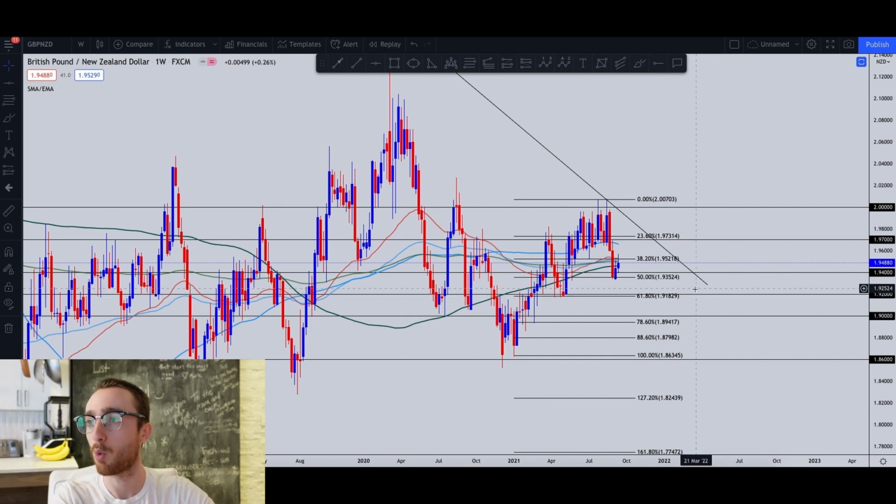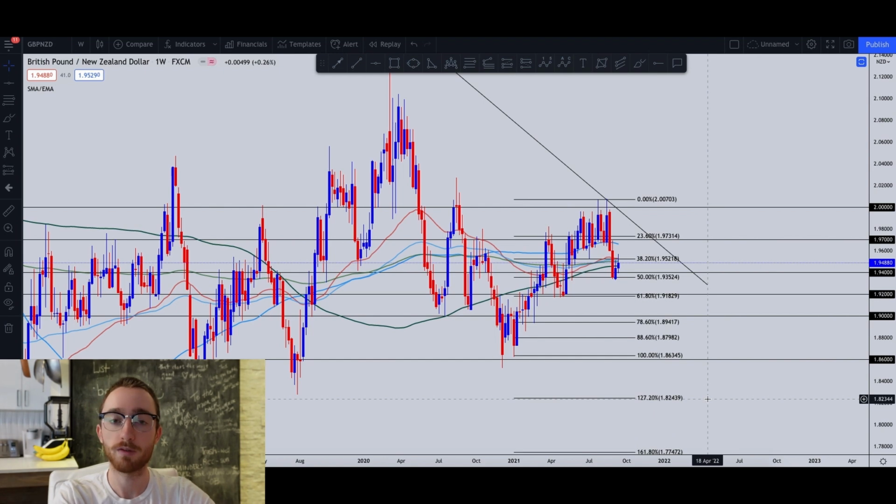round number at 1.92. This is a weekly chart. A 61 fib on a weekly is very significant, as well as a round number, especially on GN. GN works quite well with round numbers. So this is an area that we're absolutely going to be interested in taking a buy.